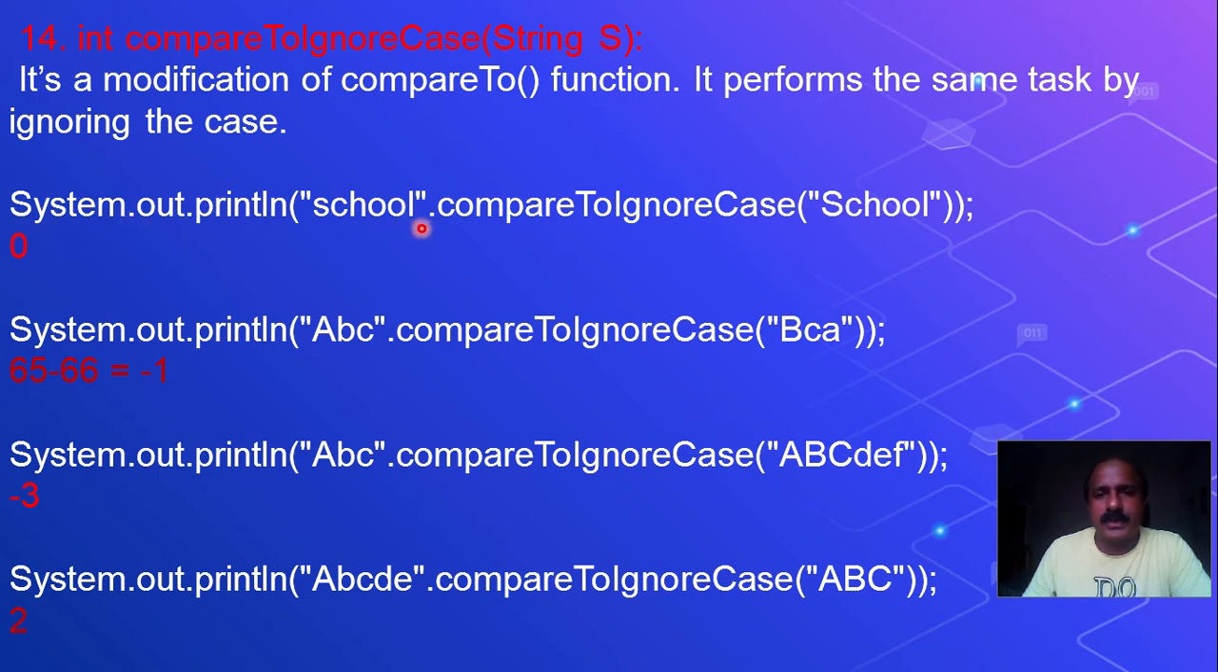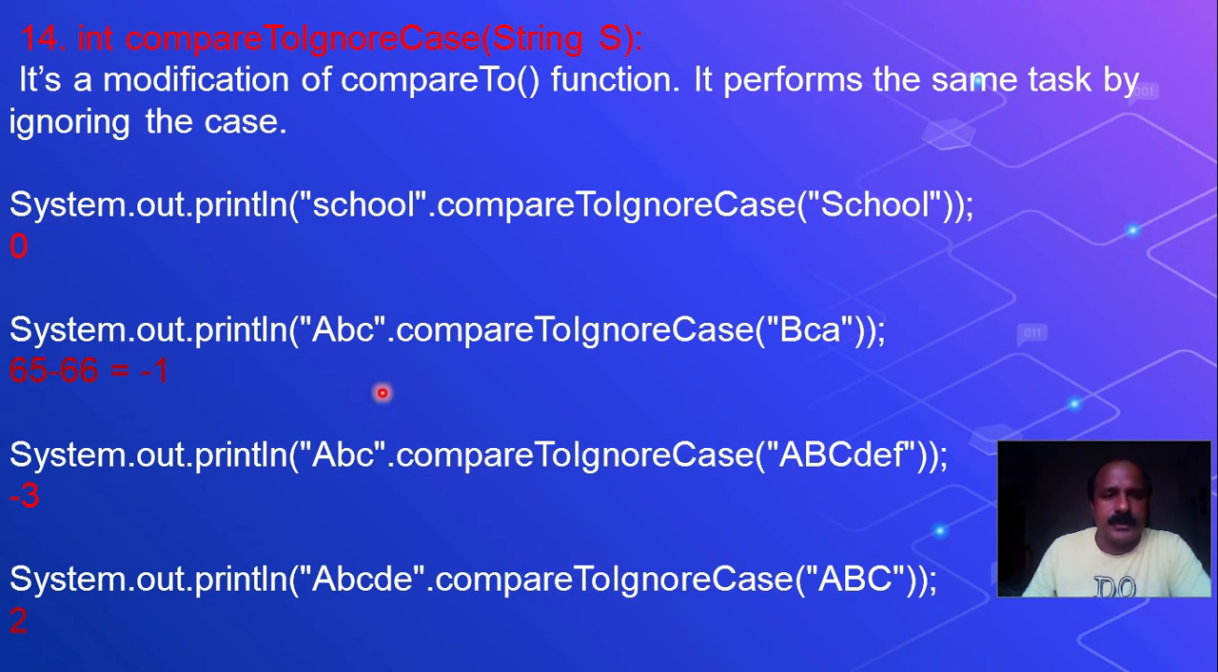"school" dot compareToIgnoreCase "School". This is also school, this is also school. But here a small letter s, and here a capital letter S. The case is different, but school and school. I told you here it's compareToIgnoreCase, that means the case will be ignored. By ignoring the case, you will be getting 0. Other rules remain the same.